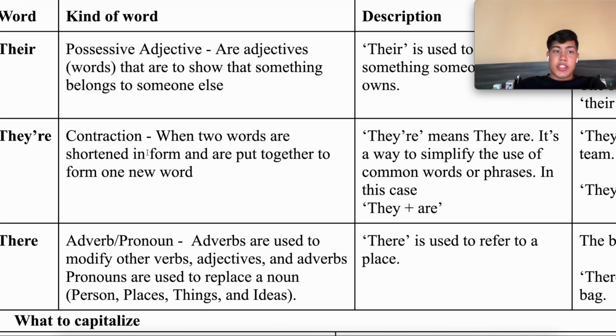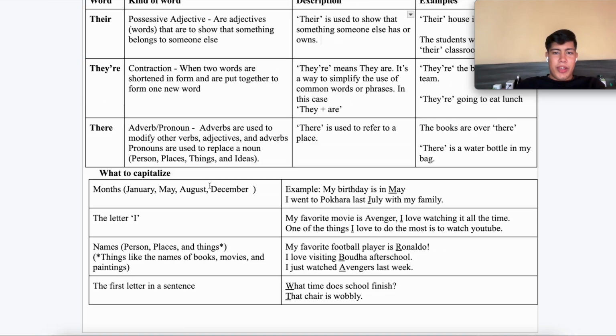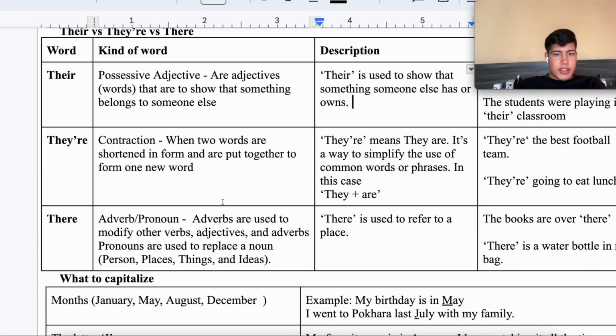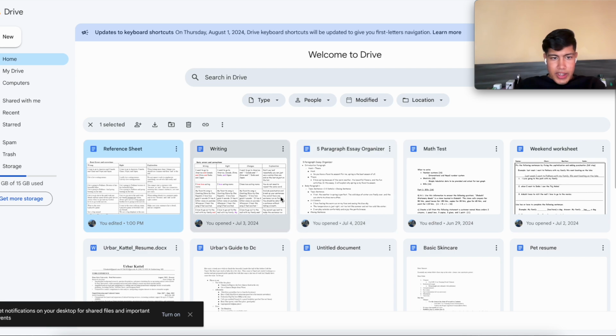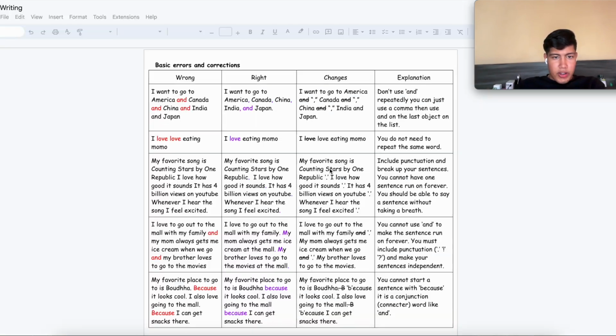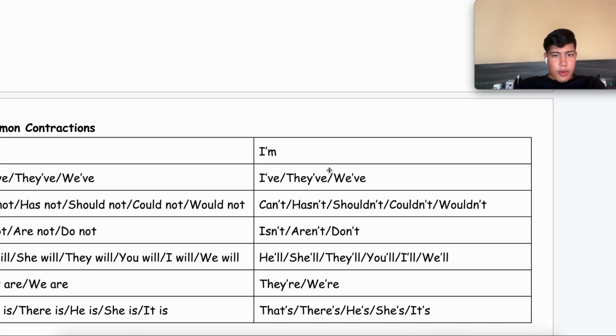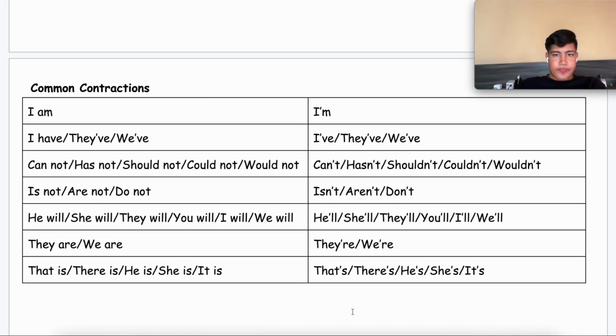They're. It's a contraction. A contraction is when two words are shortened and put together to make a new word. Now, there's a lot of examples of contractions. I thought I had some down here, but apparently I don't. Let me pull up something I should have somewhere in writing. Okay, perfect. Let's look at common contractions right here.